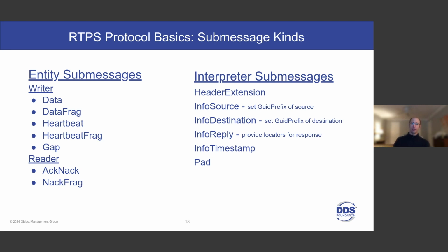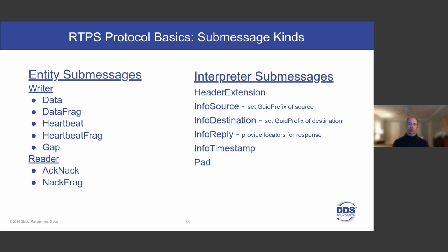So the first one is the header extension, which we've already seen. The second one is an info source submessage, which sets the GUID prefix for the remaining submessages. This would be used if you were building a piece of equipment or a software system that was relaying RTPS messages and needed to read them from one group and forward them to the other, in which case it could introduce its own GUID prefix, but it would say that these submessages are from someone else. You would use that in a relay component.